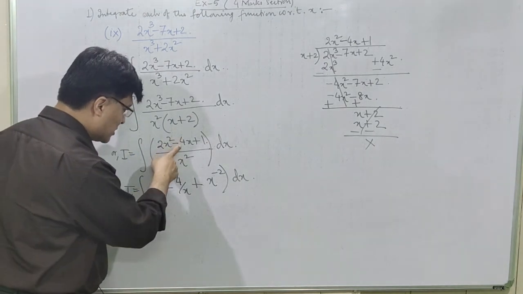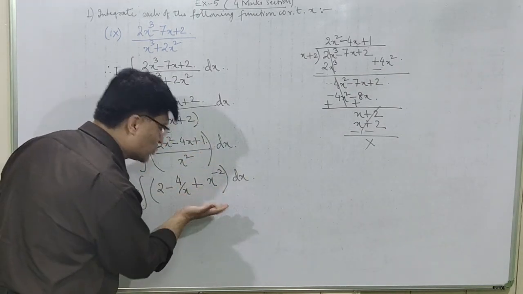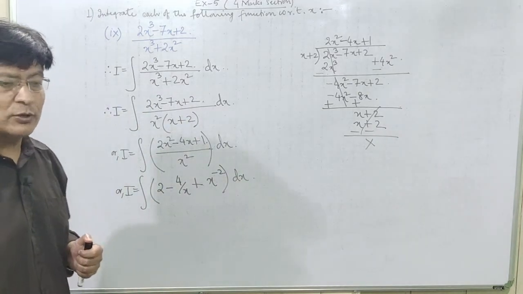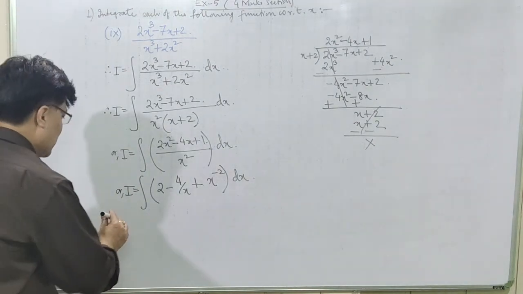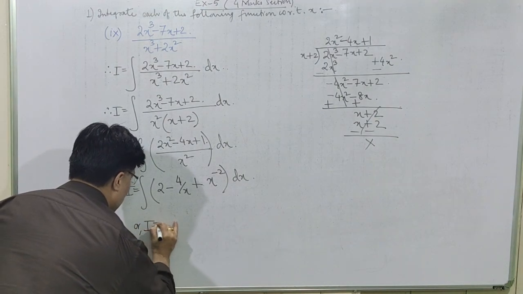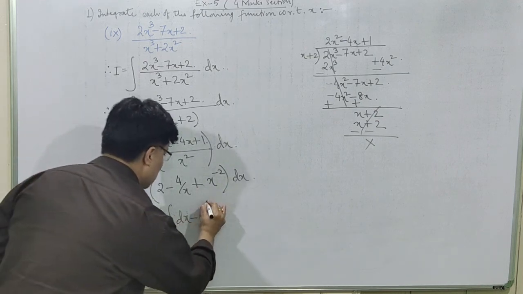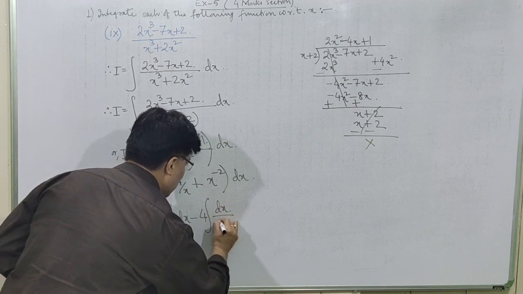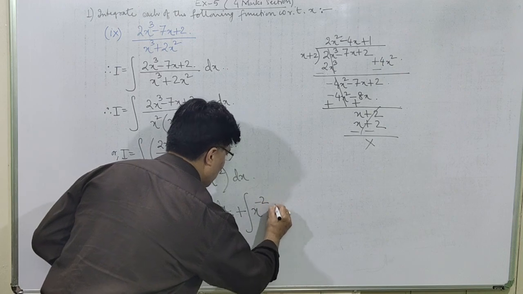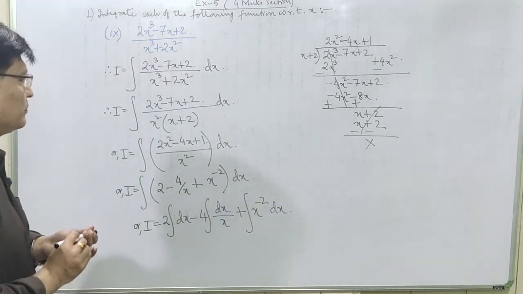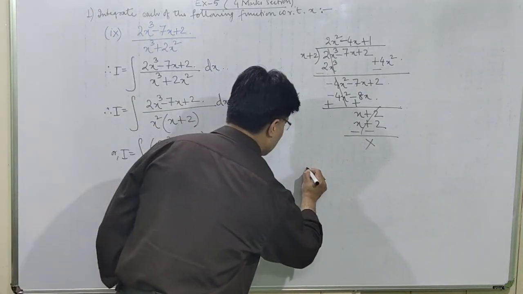That is 2 minus 4 by x plus x to the power minus 2. This is 1 by x squared, so x squared is taken to the numerator and it becomes x to the power minus 2, so that you can integrate it. Okay, so let us separate the terms now. I is equal to 2 integral 1 dx, minus 4, which is a constant, times the integration of dx by x, plus the integration of x to the power minus 2 dx. I think you have understood it. So let us integrate it now.